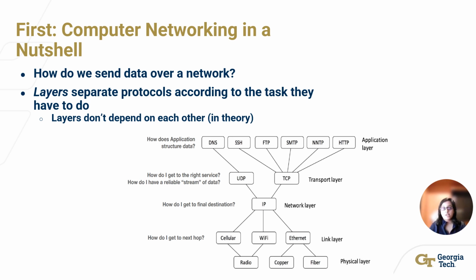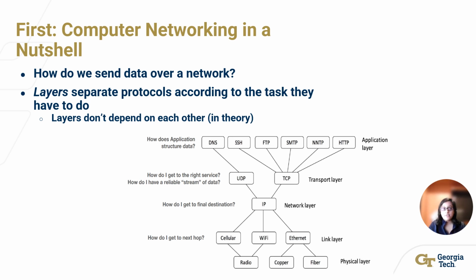Next, we have the transport layer. Here, we are concerned with getting the right service and ensuring a reliable stream of data. For this, we have two main protocols, UDP and TCP, both of which are vital for different types of communication. Next, we have the network layer, where the focus is getting data to its final destination. The IP protocol takes care of this task, ensuring data packets find their way across the vast network landscape.